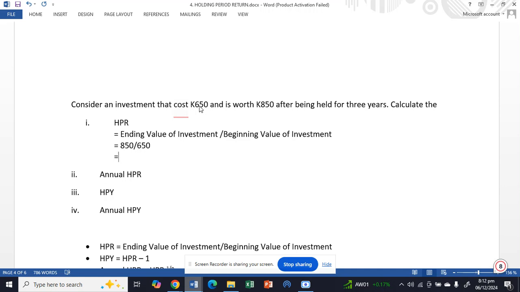Okay, we get 1.307. Right. So basically, this is telling us that after 3 years of holding, our investment grew to 1.307 times its original value.